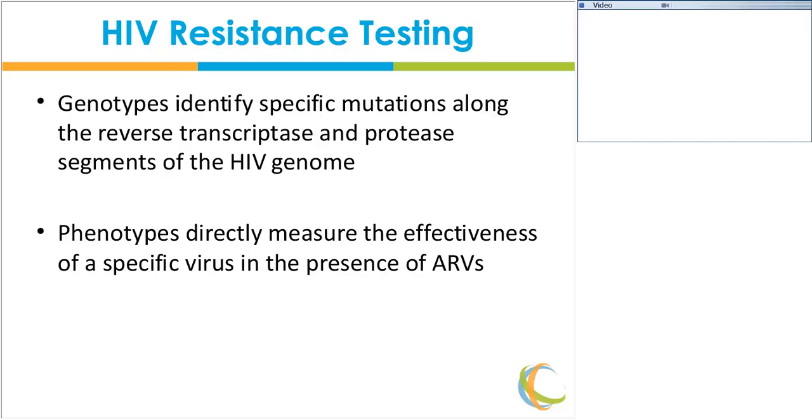A phenotype directly measures the effectiveness of a specific virus in the presence of antiretrovirals. It's a test that's used down the road, so to speak, if a patient develops resistance to many of the antiretrovirals and there's a need to look at a combination of drugs so that we can put together a potent regimen from a group of partially active agents.